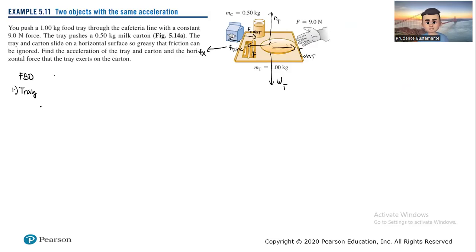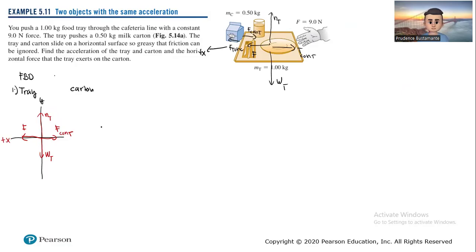If you do the free body diagram, this is the y, this is x. So for the tray, we have the normal force of the tray, the weight force of the tray. This is our positive x. So we have the applied force and the force of the carton on the tray. Now, let's do it for the carton.